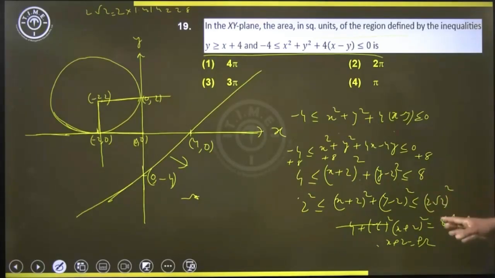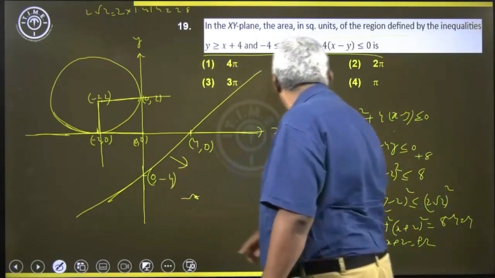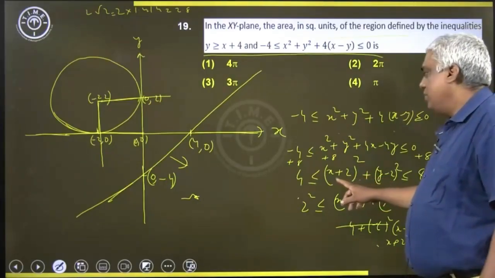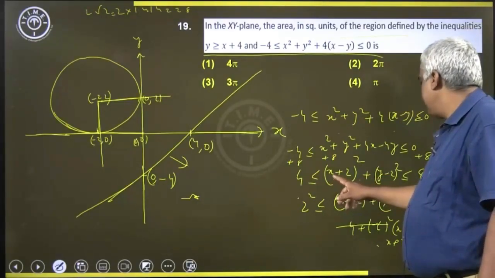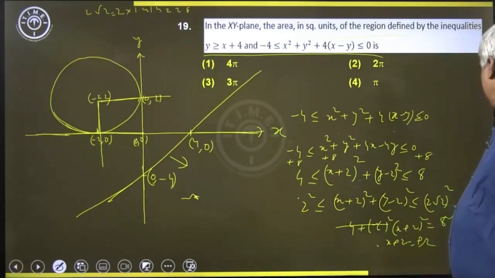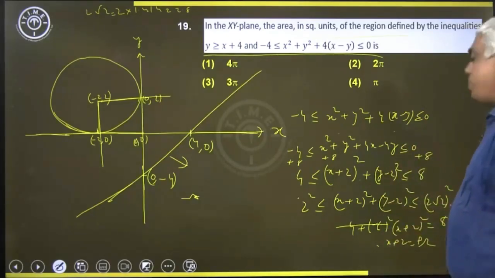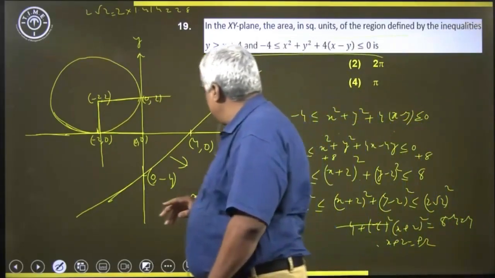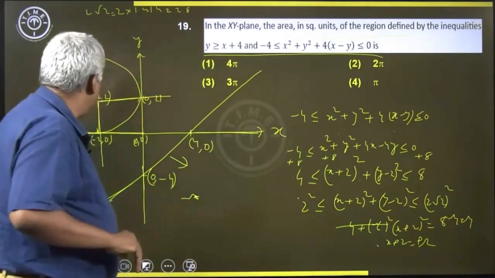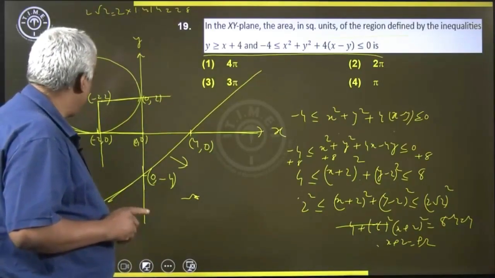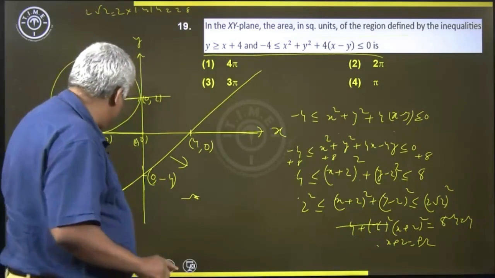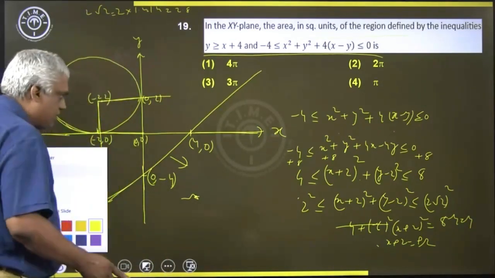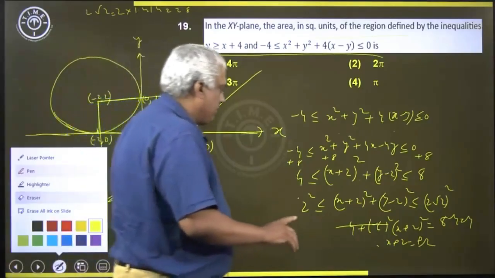So the circle is actually passing through (4, 0) and (-4, 0), yeah, it's passing through (4, 0). I don't know where I made the mistake. No, sorry, I think it's passing through (4, 0), right, okay, just a mistake, let me check, just one minute.